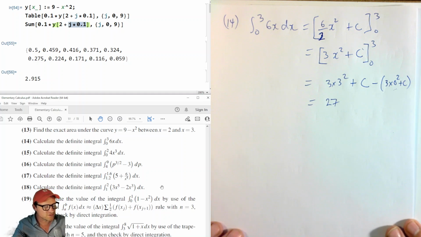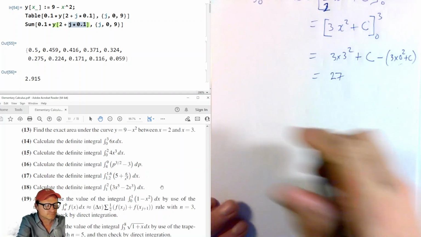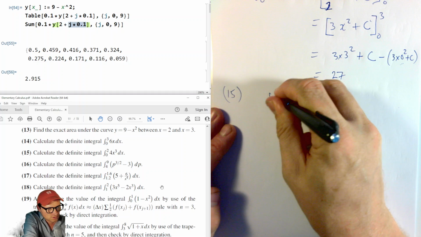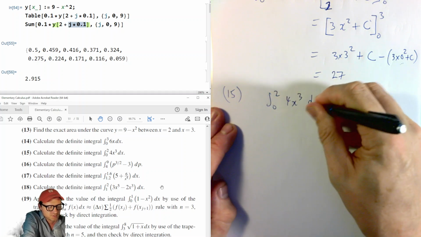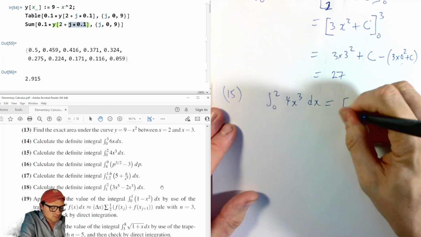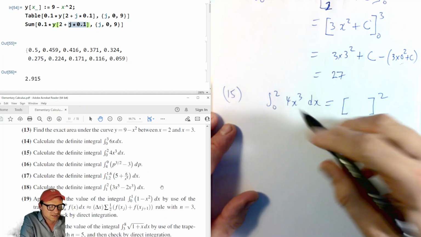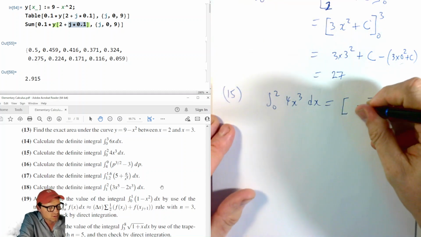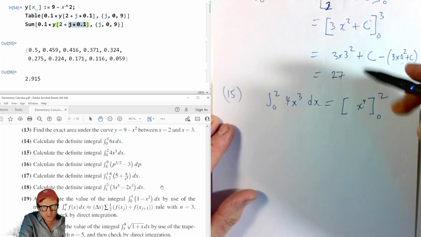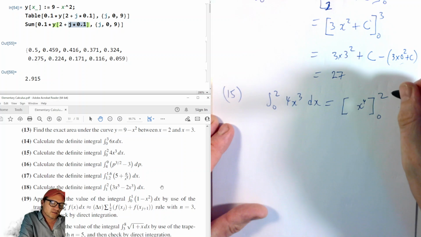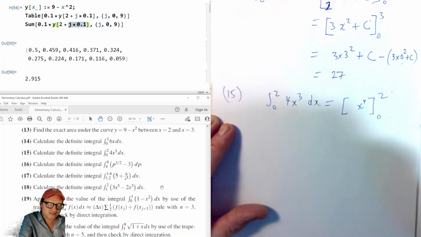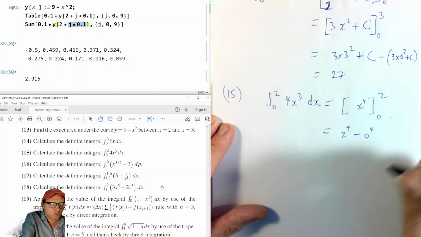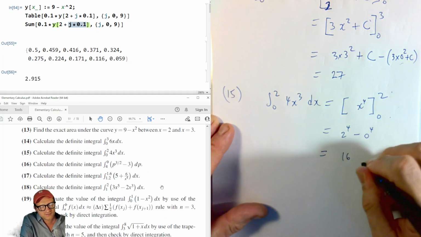Okay, let's move on to question 15. Calculate the definite integral from 0 to 2 of 4x cubed with respect to x. Okay, so now I put my integral in this box. I add 1 to the exponent, I get an exponent of 4. Divide by the new exponent, 4 over 4 is 1. Then we have to substitute in the 2 and the 0. So we have 2 to the power of 4 minus 0 to the power of 4. 2 to the power of 4 is 16, so we have 16.